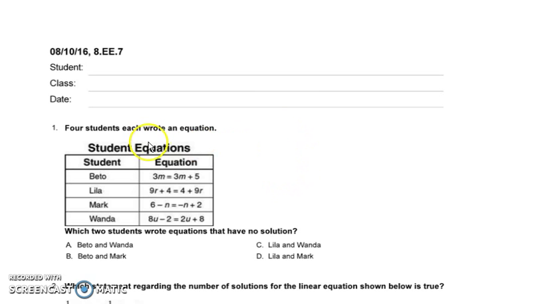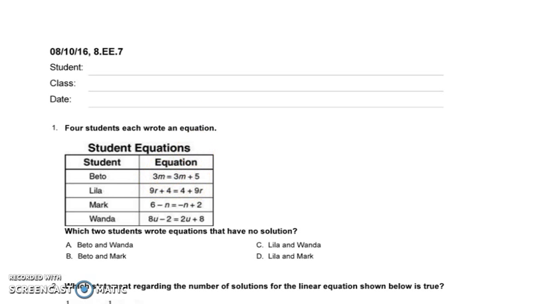The first one says, 4 students each wrote an equation. Which 2 students wrote equations that have no solution? No solution means no matter what number you use to substitute for the letter, such as M here in the first one, it does not work. It's not true. Now, this first one says 3m equals 3m plus 5.